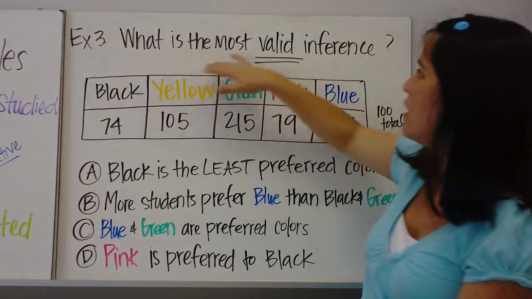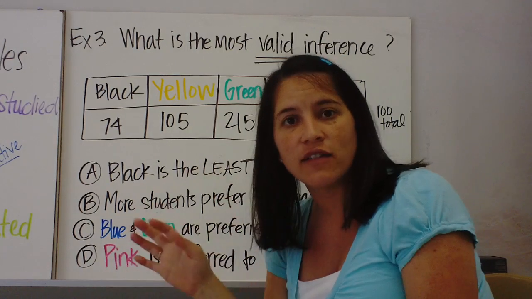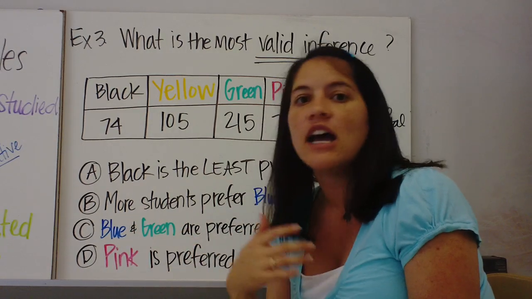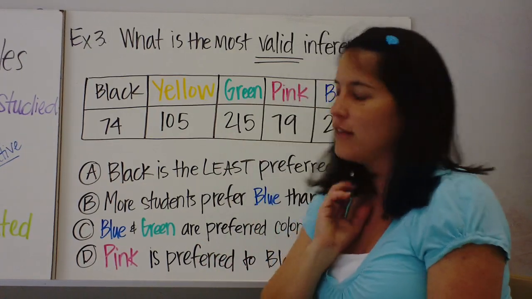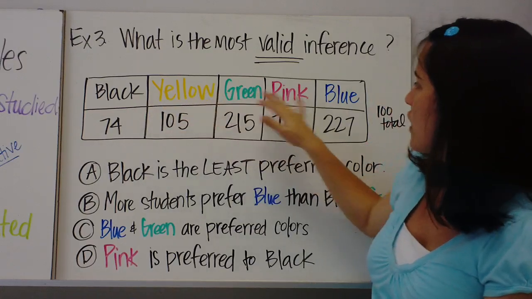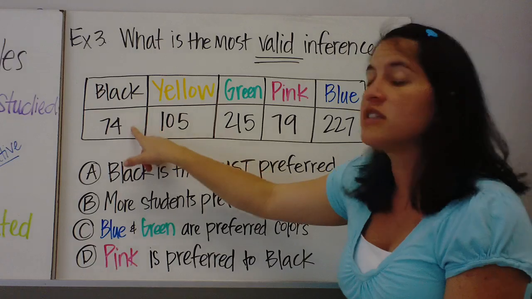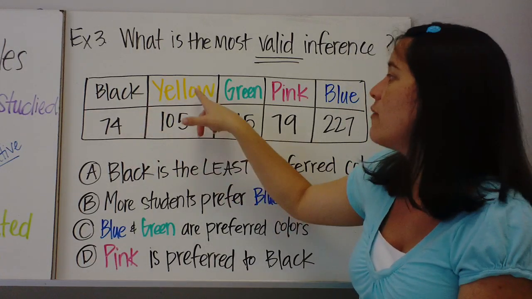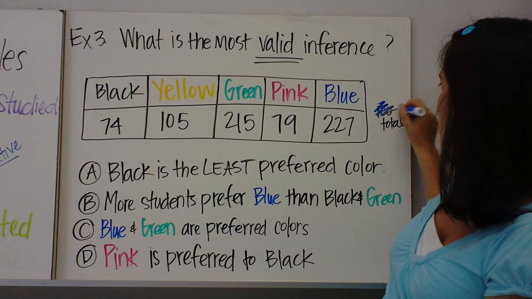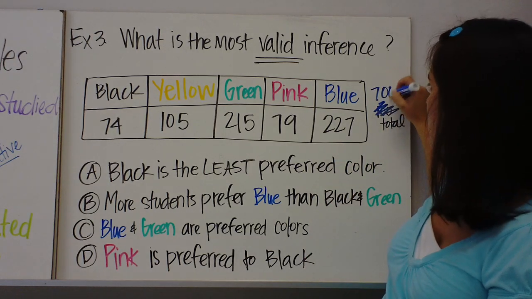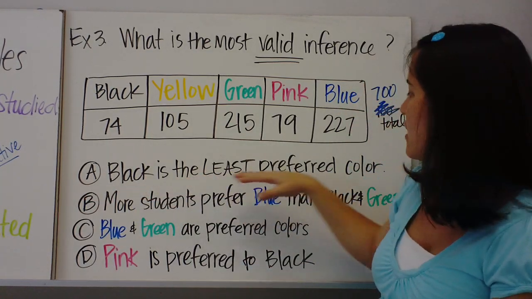All right, example 3. What is the most valid inference? So now we're taking the information, we're taking the data, and we're going to make an inference, like a prediction or an educated guess or an observation. So which one is the most valid? We have colors, black, yellow, green, pink, blue, and these are the number of people who prefer that color. So 74 people picked black, 105 people picked yellow, and there are 700 total. So A, black is the least preferred color.